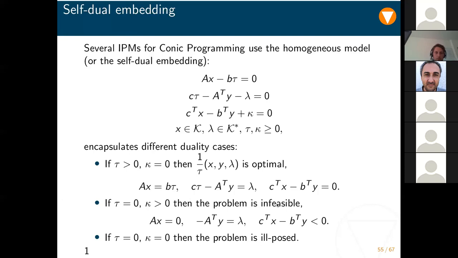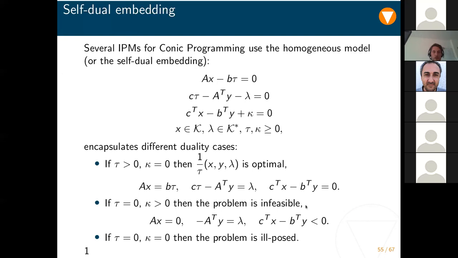Or it can be ill-posed. So it's essentially the three possibilities of the Farkas Lemma that you see inside here. So that's one thing about this: it's a nice way to show how all this conic duality theory can have an impact on practical implications. Because in Mosek, for example, this is what we actually make use of.